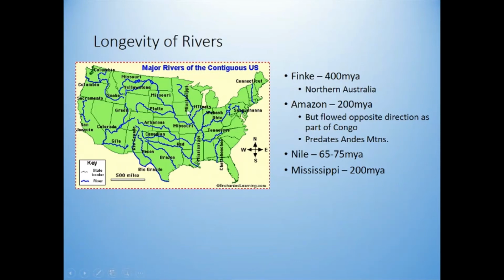Basically, how long has water been running off the continent somewhere in the Mississippi River Valley? And the answer is 200 million years, right? The Amazon is 200 million years old. It's changed directions, right? So 200 million years ago, South America was stuck up with Africa, and the river flowed to the west. But since then, South America broke off from Africa and the Andes Mountains arose, and the river changed directions and now flows to the east.